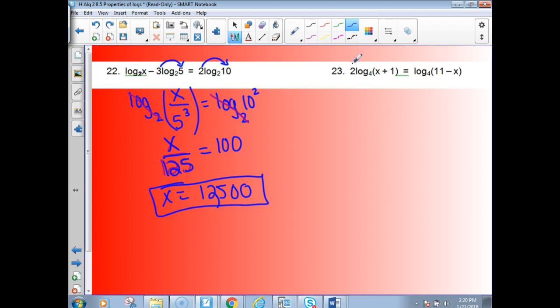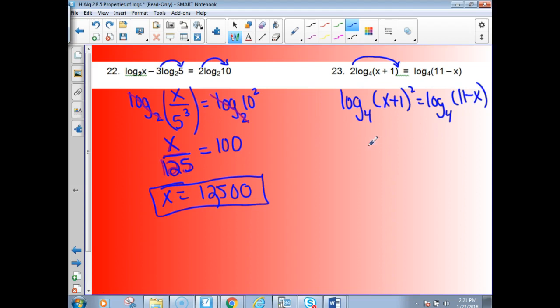Okay, for 23, I'm going to put the 2 back on as an exponent. Log in base 4 of x plus 1. Oops, I don't know why I wrote that up there. I thought I was going to divide by something, and I don't need to. X plus 1 quantity squared. So on this side, if I were to get an x value larger than 11, the answer wouldn't work. Okay, so I'll watch out for that.